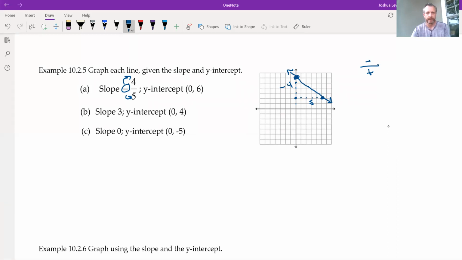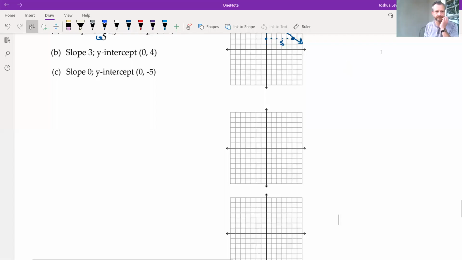All right, let me grab another graph here and we'll do the next one. This other one, B. I have a slope of 3 and a y-intercept of (0, 4). So 1, 2, 3, 4. There's my y-intercept. And then my slope is 3.